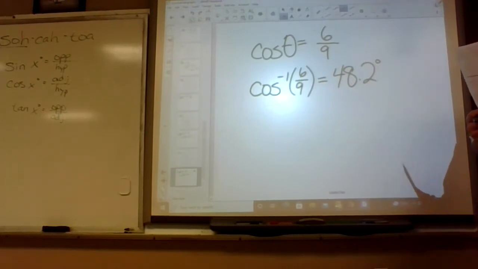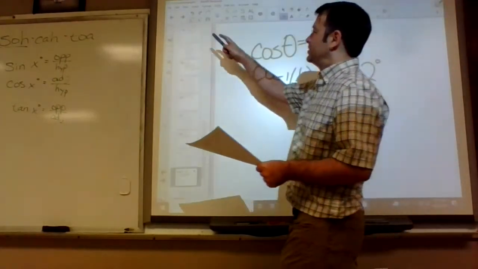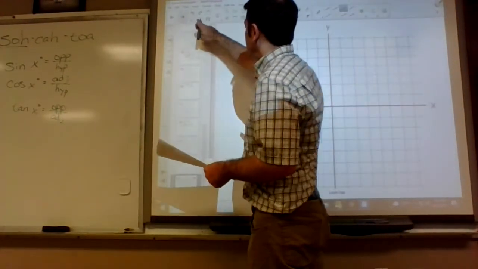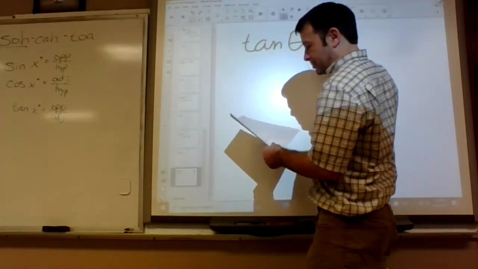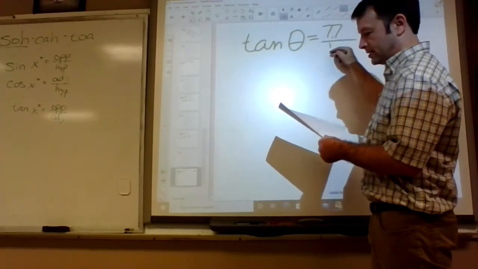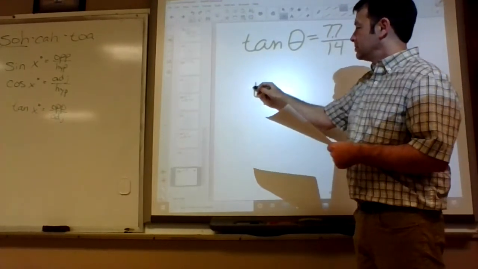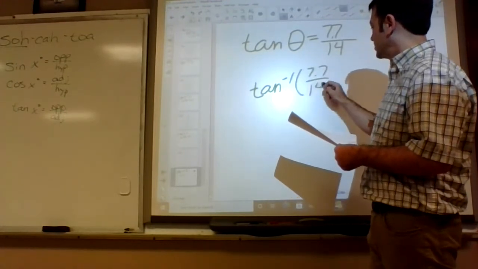Okay, on number 5, relative to theta, what two sides are we working with? Opposite and adjacent. Okay, opposite and adjacent. What function is that? Tangent. So we're going to do tangent of theta equals opposite 7.7 over adjacent 14. So we need to do tangent inverse of 7.7 divided by 14.